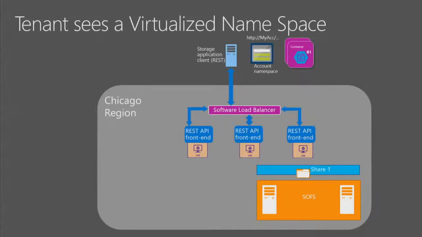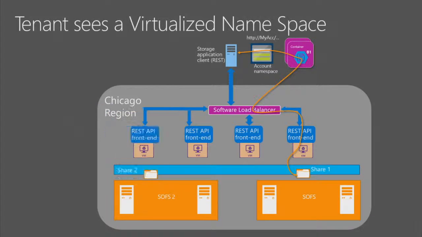That is the sort of root namespace for all the objects in the account, right? When he accesses a blob, let's say B1 there, that magically gets routed through the software load balancer, some front end, and gets to a specific blob service instance running on a specific scale-out file server cluster node. Obviously, the tenant doesn't care where it goes.